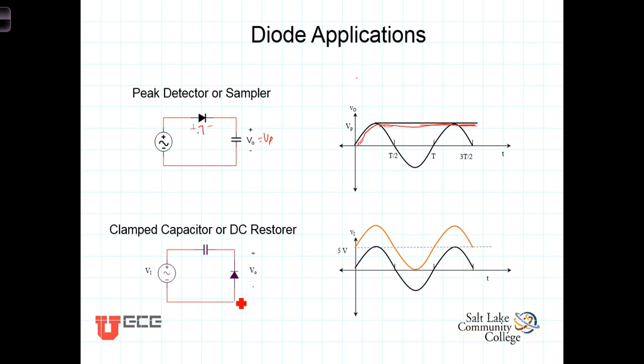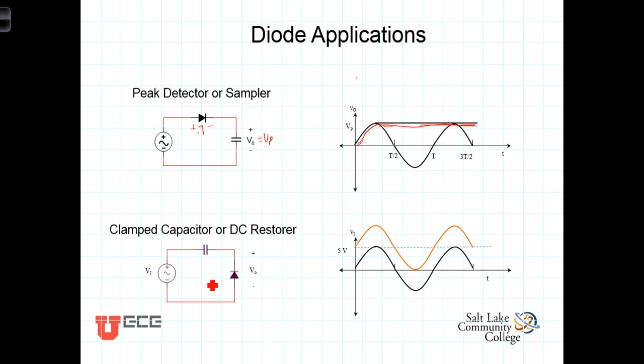This next circuit is known as a DC restorer or a clamped capacitor. You'll notice in this circuit that we have simply reversed the positions of the diode and the capacitor. Now, in this circuit, think about what's happening. As long as the voltage is positive, no current flows.